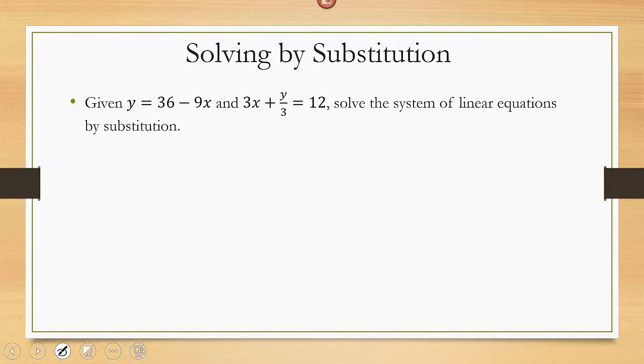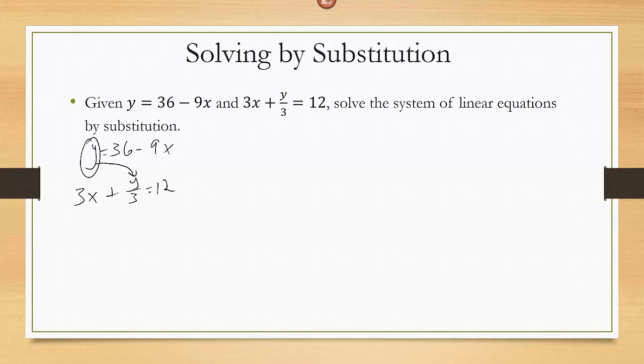Solving by substitution, another example. Okay, so we're given y equals 36 minus 9x and 3x plus y over 3 equals 12. Solve this system of linear equations by substitution. Guess what, guys? Our first step is already ready for us. We already have y solved for on this equation. So let's just plug this y into this second equation.